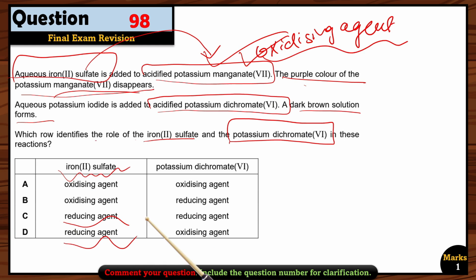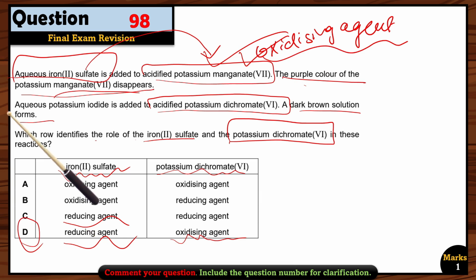You have to remember this thing, because if you don't remember you will get confused who is oxidizing and who is reducing, right? Because it's already given in your book that potassium manganate is an oxidizing agent, and I already told you potassium manganate has similar properties like potassium dichromate. So if potassium manganate is an oxidizing agent, potassium dichromate is also an oxidizing agent, and they are asking about potassium dichromate, okay? So potassium dichromate is an oxidizing agent. So option D is the right option.